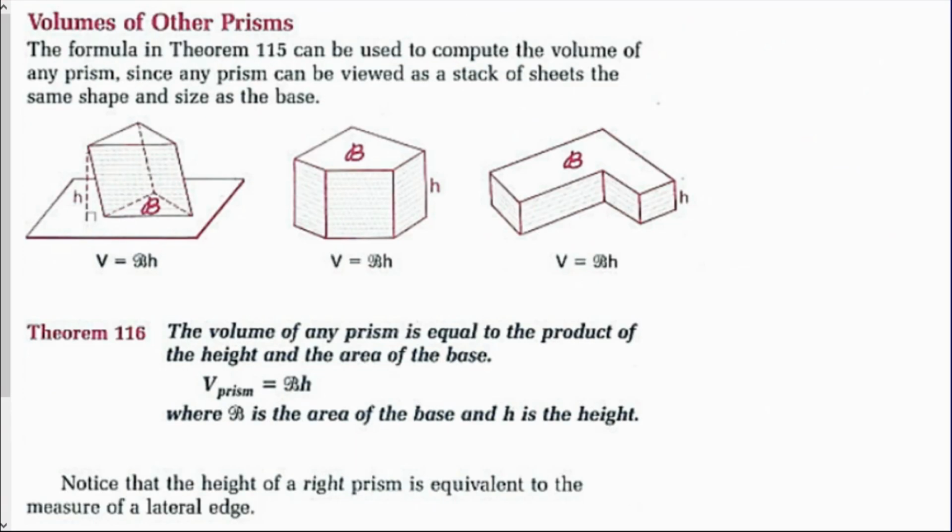So the formula in Theorem 115 can be used to compute the volume of any prism, since any prism can be viewed as a stack of sheets the same shape and size as the base. So the volume of any prism is equal to the product of the height and the area of the base. So volume of a prism is equal to BH, where B is the area of the base and H is the height. Notice that the height of a right prism is equivalent to the measure of a lateral edge.